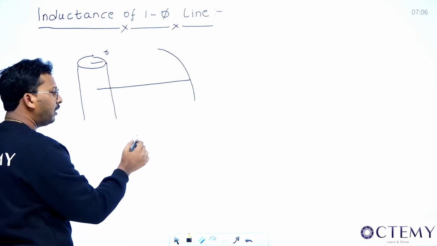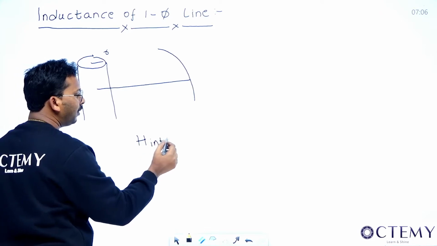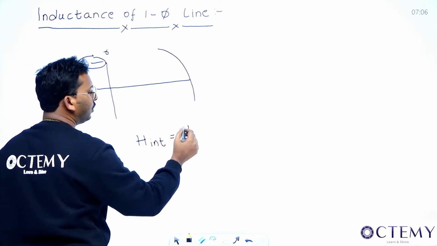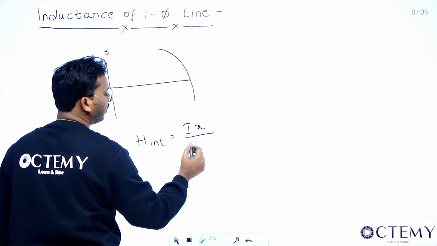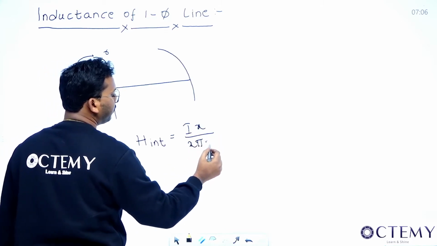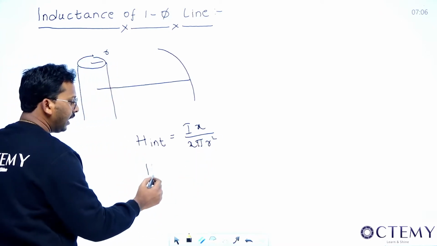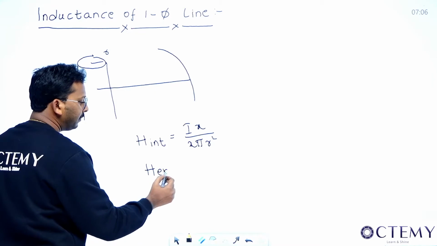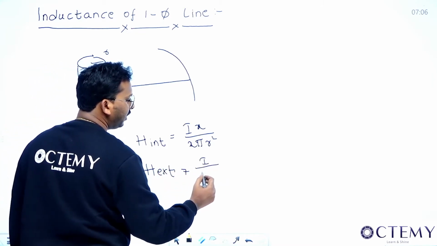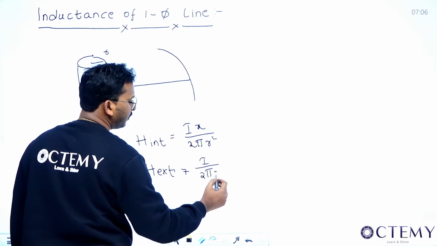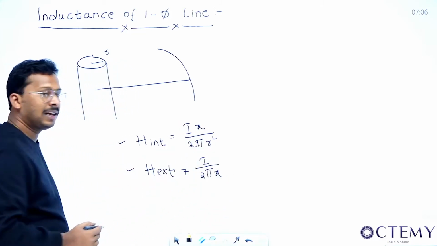The first important point you learned was H internal, which was equal to Ix divided by 2 pi r square. This was the internal flux linkage. And H external was equal to I divided by 2 pi x. These two are very important, which you'll have to remember from the last class.